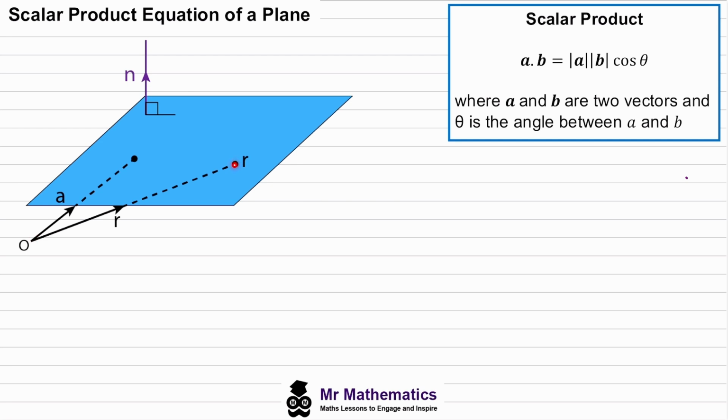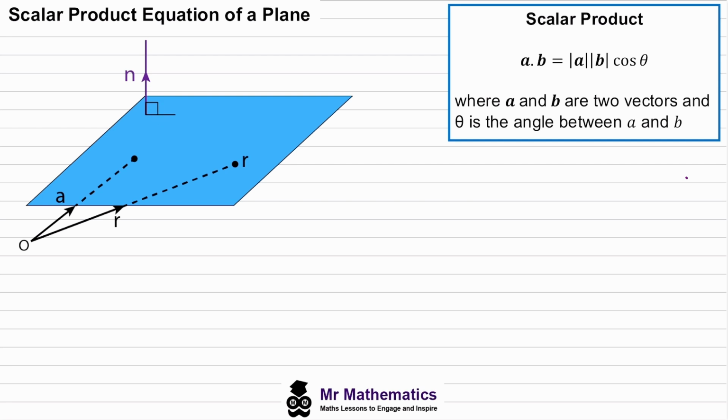We have R, which is a general position on this plane, so R can be anywhere on this plane. For this example I've put it here. And then we have a normal vector which passes through the plane at 90 degrees. It's really important that this is perpendicular to the plane.